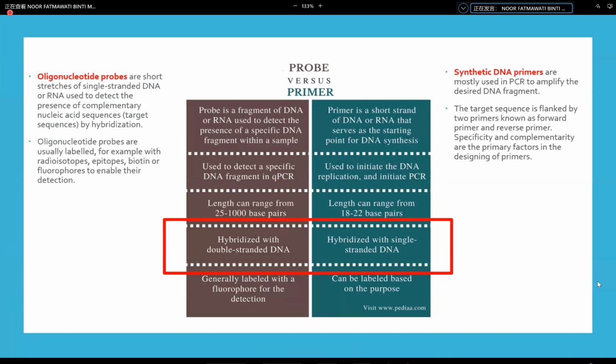Primer is a starting point for amplification of DNA. Probe binds to the complementary sequence and it sticks there. And now what you need to do is label that probe with a fluorescence or something for you to detect. If it binds, the fluorescence produces a signal.